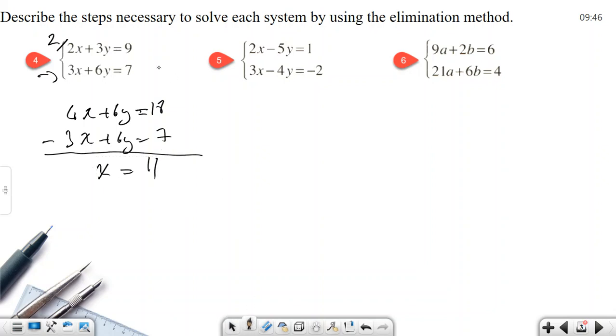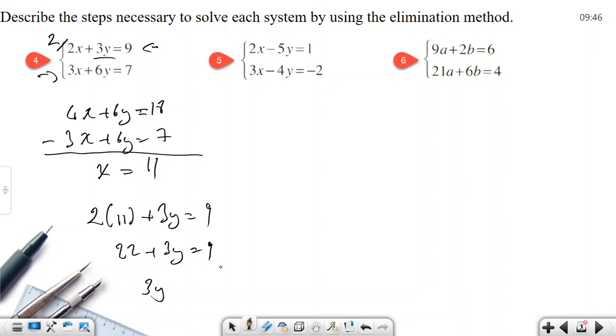How can I find the value of y? In the first or the second equation, I'm going to use the first one. 2 times 11 plus 3y equals 9. 22 plus 3y equals 9. 3y equals 9 minus 22, which is negative 13. So y equals negative 13 over 3. So I find the values: x is 11, y is negative 13 over 3.